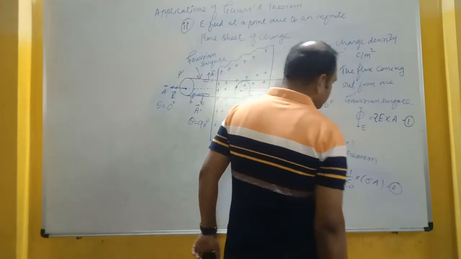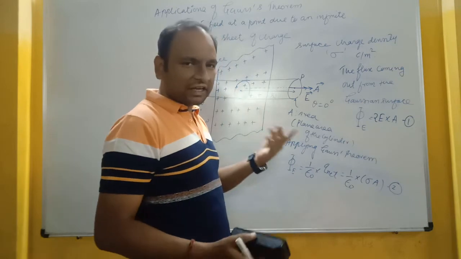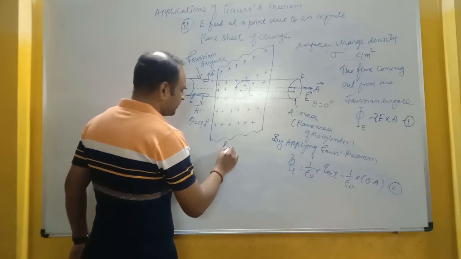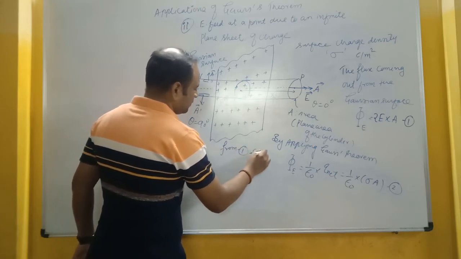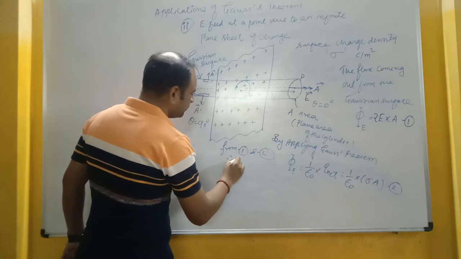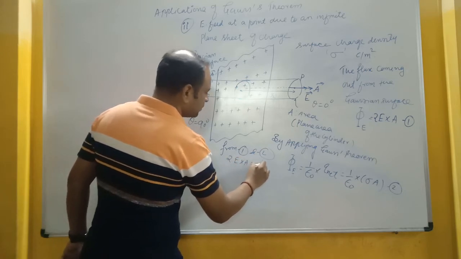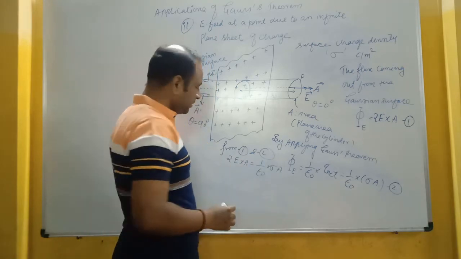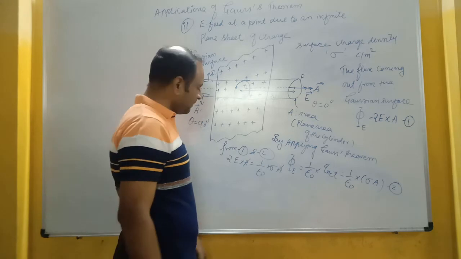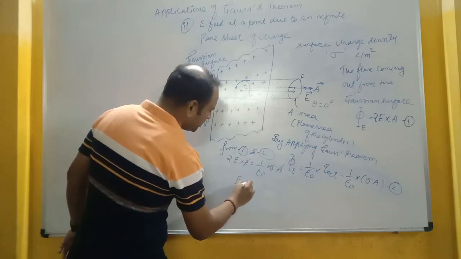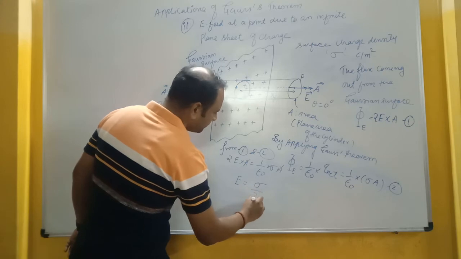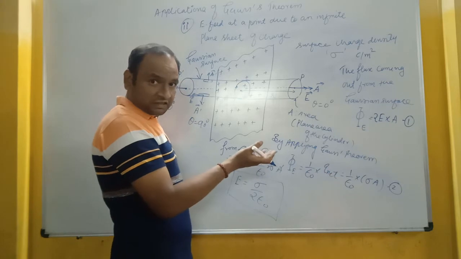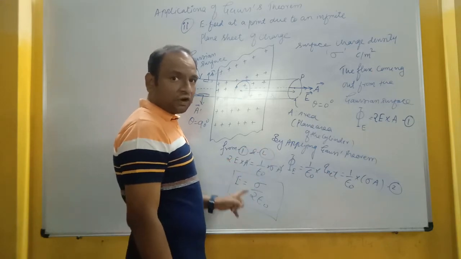So the left hand sides of equations 1 and 2 are the same, so we can equate the right hand sides. So therefore from 1 and 2, 2 into E into A is equal to 1 upon epsilon 0 multiplied by sigma into A. So this A would be cancelled by this A. What I'm left with is E is equal to sigma divided by 2 epsilon 0. This is another beautiful result, and this should be a non-intuitive result for you.